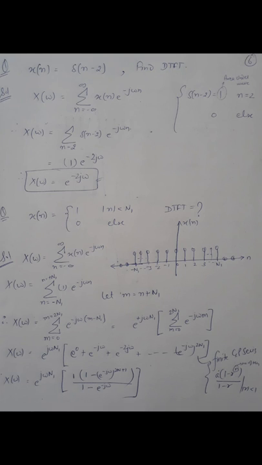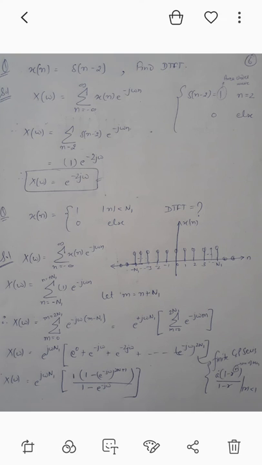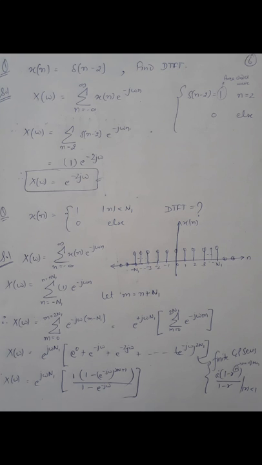Next question: you have a rectangular pulse x[n] equal to 1 for minus n1 to plus n1. While putting the x[n] values in the DTFT formula, X of omega is equal to the summation from n equal to minus n1 to plus n1 of 1 times e raised to minus j omega n. Now it's a two-sided sequence, minus n1 to plus n1.